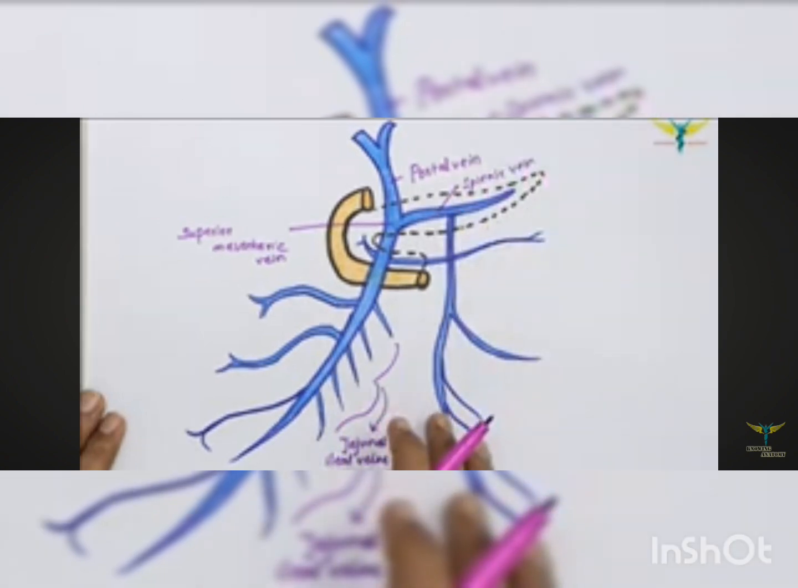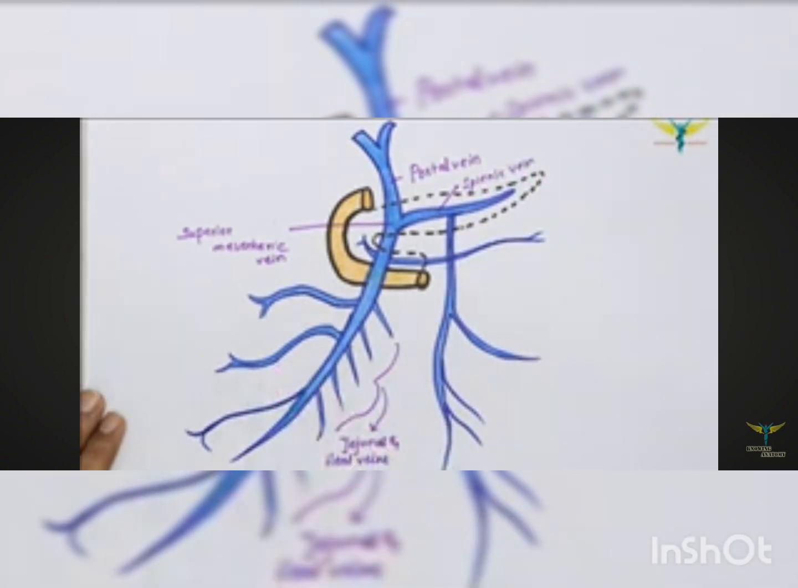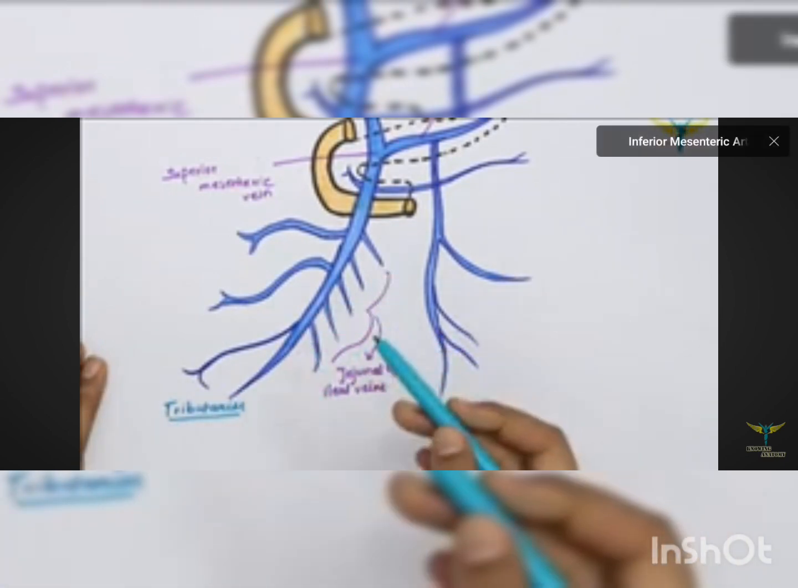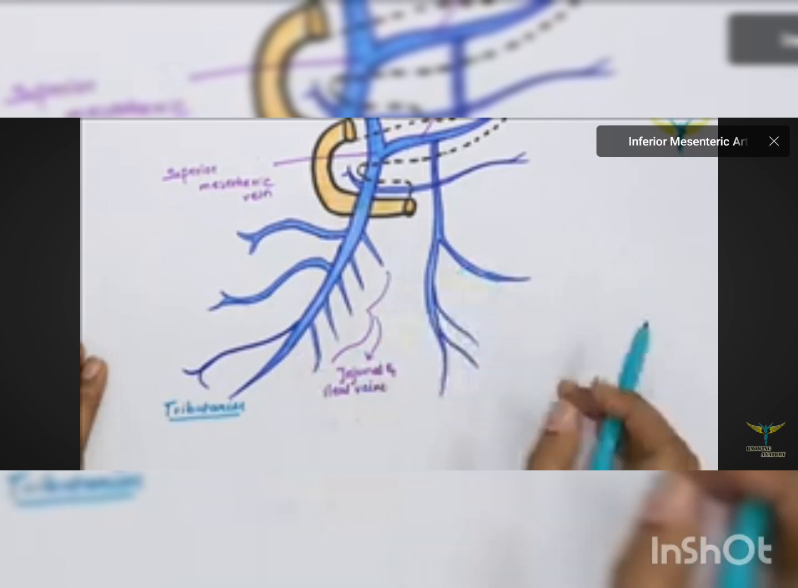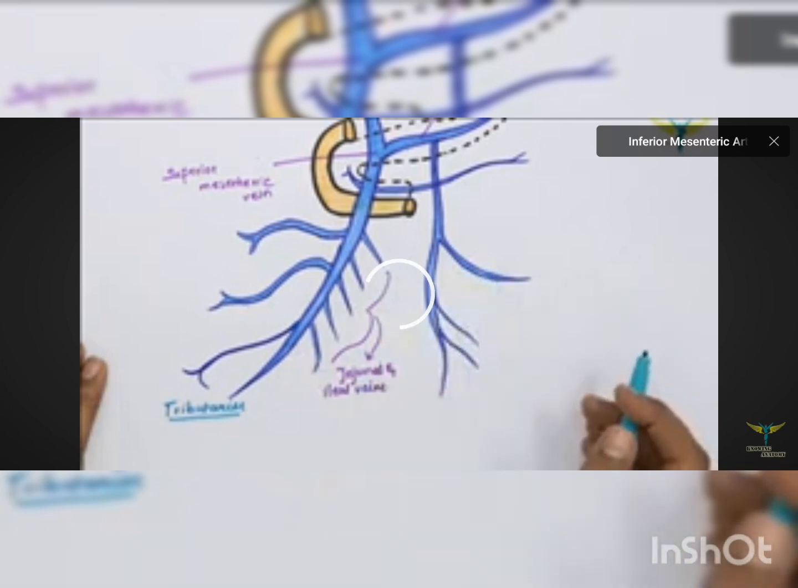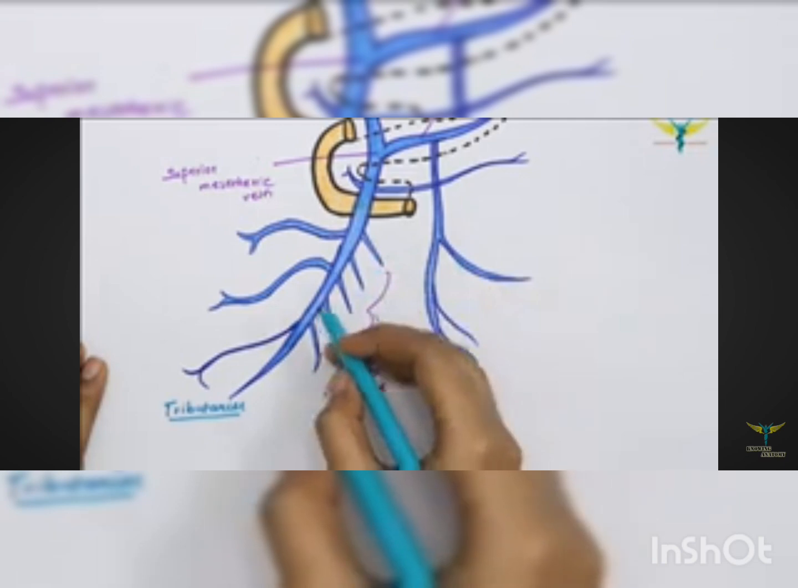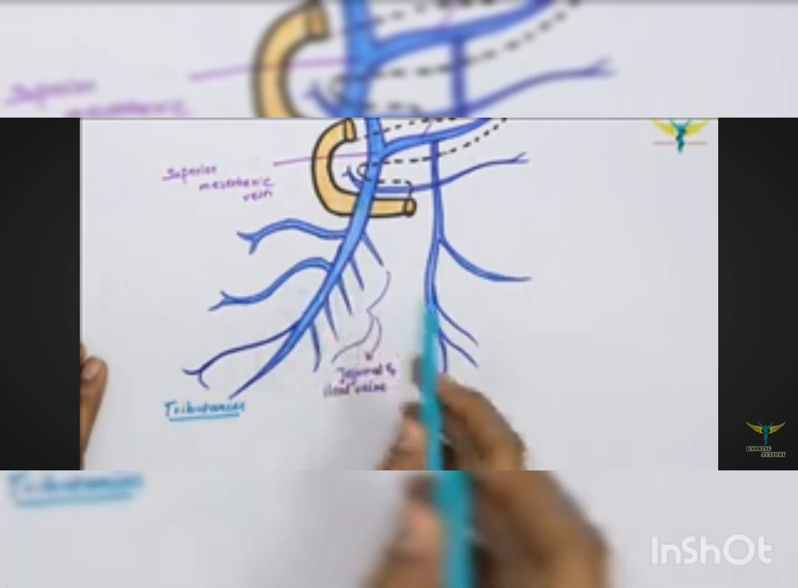Now let's talk about the tributaries of the superior mesenteric vein. The main tributaries are the veins that correspond to the branches of the superior mesenteric artery. So these are all the branches of the veins that correspond to the superior mesenteric artery.